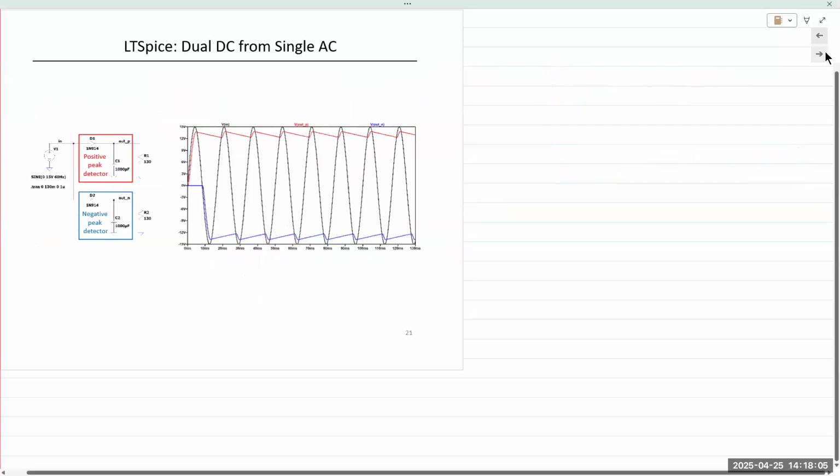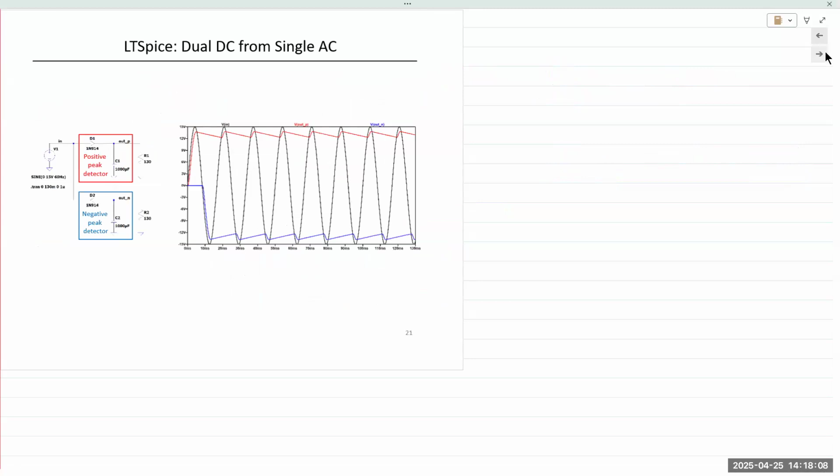If you want to obtain a dual DC, dual power supply, positive and negative, from a single source, you have a single AC source, which is right here, connected to ground. You have one diode facing this way.